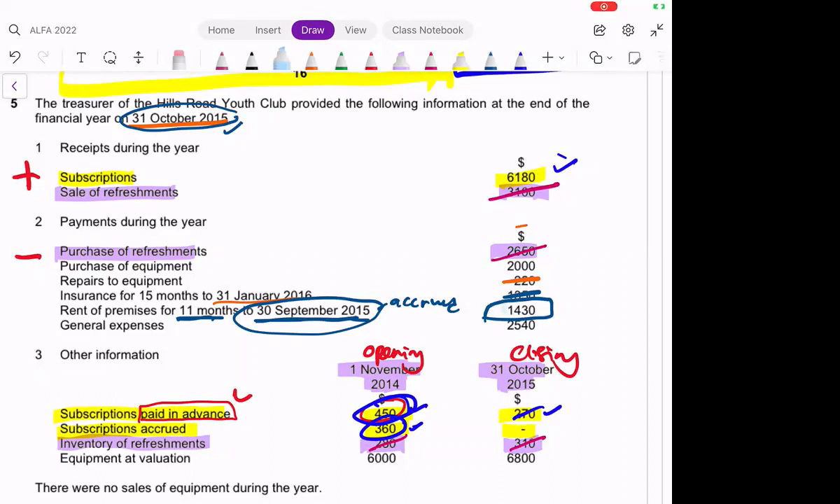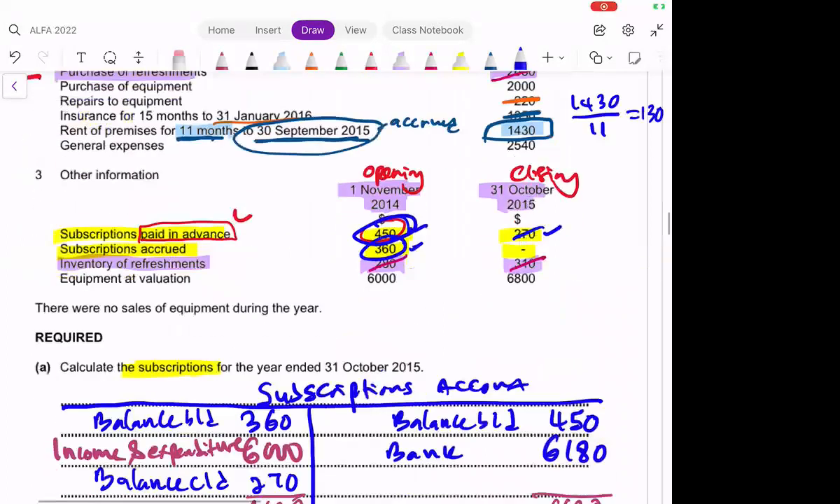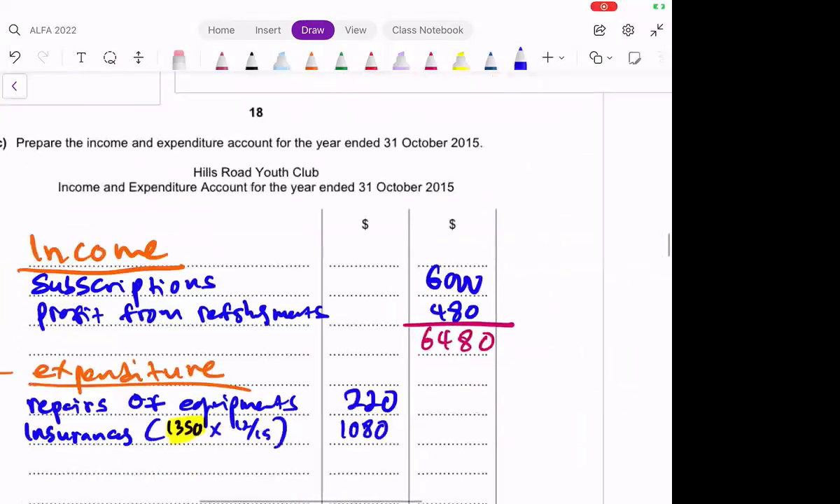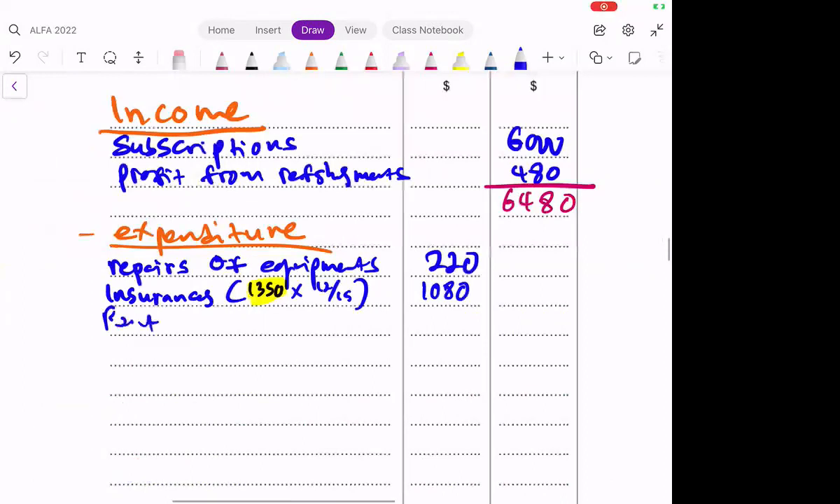Very good. This 1430 is for how many months? 1430 for 11 months. If you divide by 11, then you get how much is 1 month. So 1 month is 130. So I write here rent: 1430 for the 11 months, plus another 1 month that we haven't paid, 130. So the total rent is 1560.